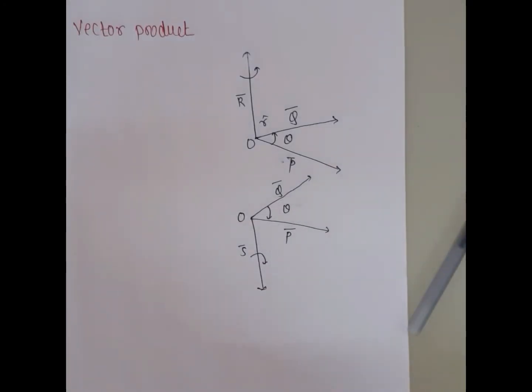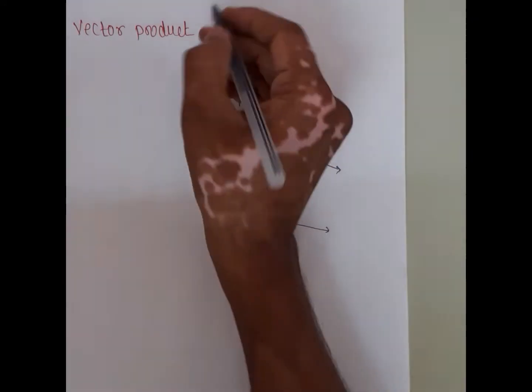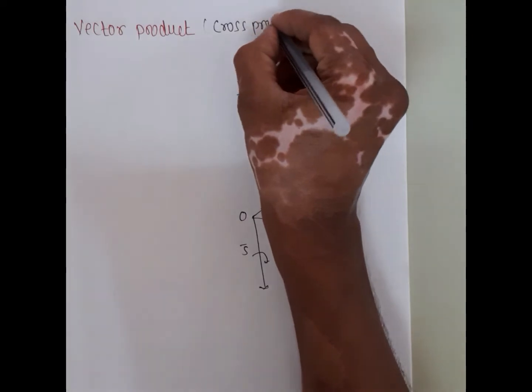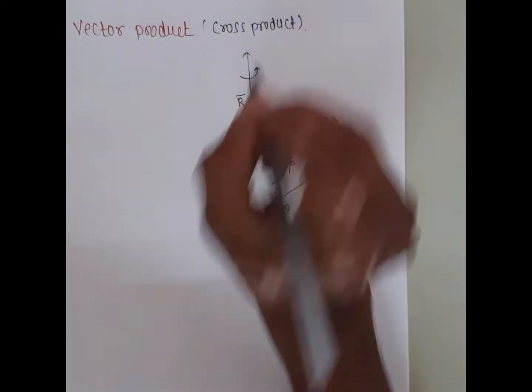Good morning class. Today's lecture we discuss a new topic, vector products. So what does vector product mean? Vector product is also called a cross product.